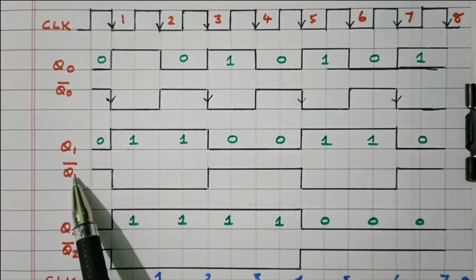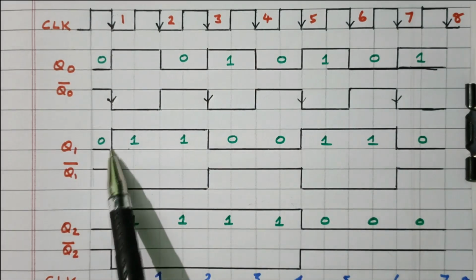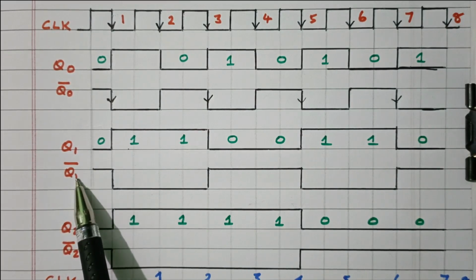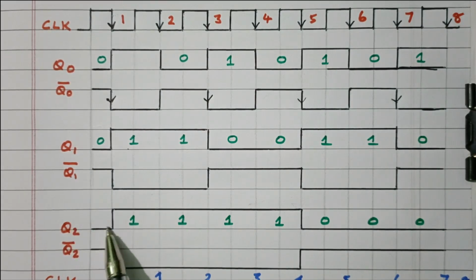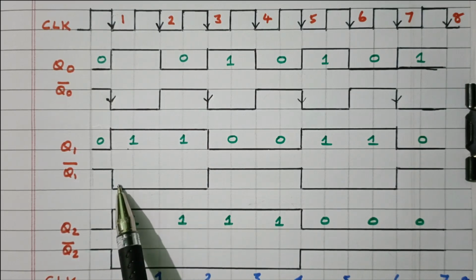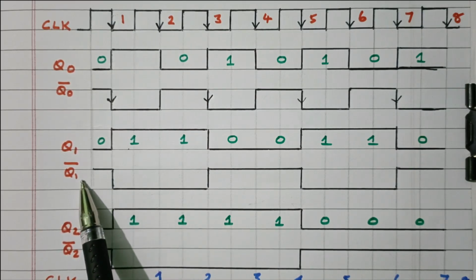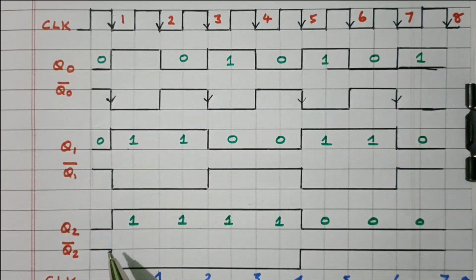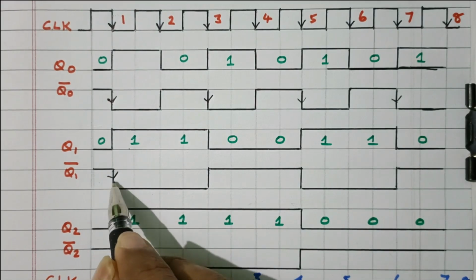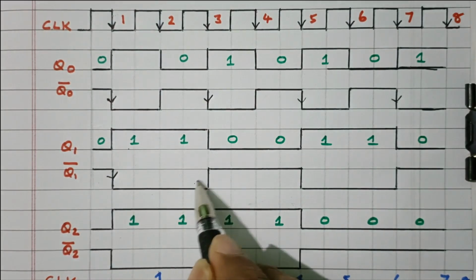Right? Now this is Q1 bar, the complement. 0 means 1, 1 means 0, because Q1 bar is the clock pulse for the third flip-flop. So this is the third flip-flop, where the complement of the second flip-flop output is given as the clock pulse. So here also, during the falling edge, 1 to 0. This is the rising edge, 0 to 1.